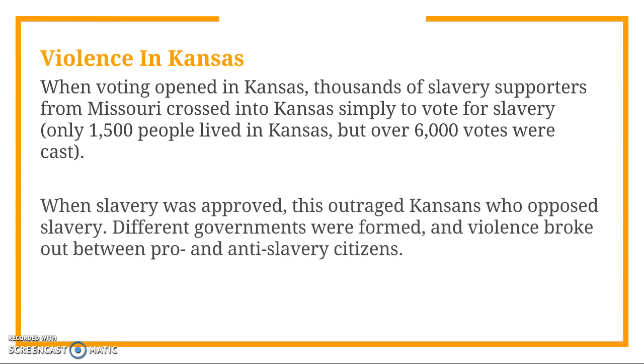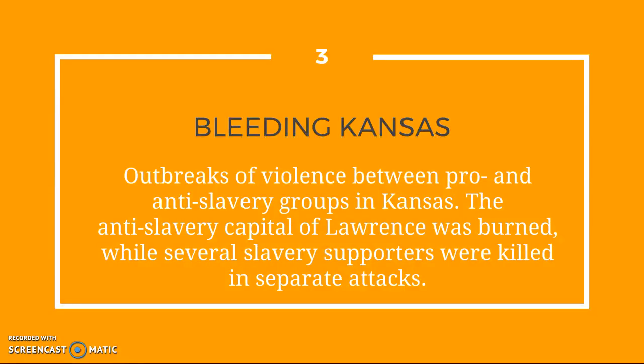And so this led to the vote on slavery being passed, and this really outraged the people of Kansas who had opposed slavery. And what eventually would happen is that although the pro-slavery government was officially elected, anti-slavery groups would create their own governments, and then this just led to a number of violent outbreaks between citizens who either did or did not support slavery.